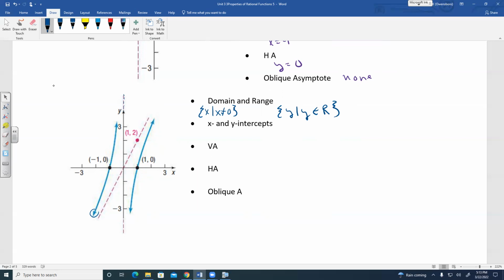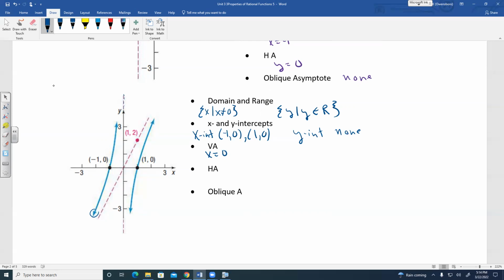The x and y intercepts. The x-intercepts, it looks like there's two: (-1, 0) and (1, 0). The y-intercept, it looks like it doesn't touch the y-axis, it only approaches the y-axis. So the y-intercept is none because it doesn't touch that. The vertical asymptote would be the y-axis. That's going to be x equals 0 for that boundary there. x equals 0 represents the equation for the y-axis.